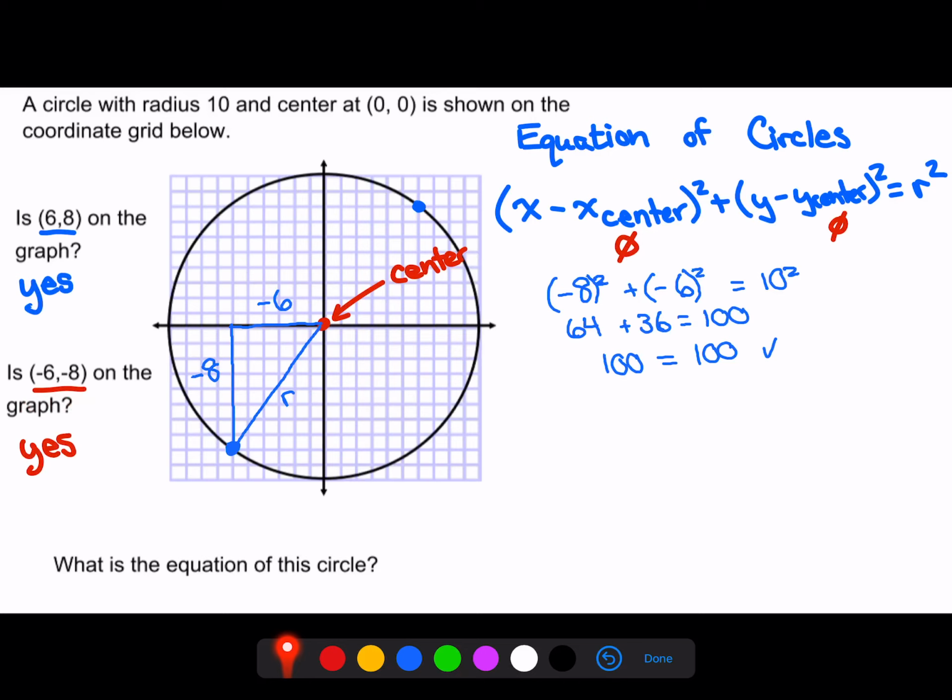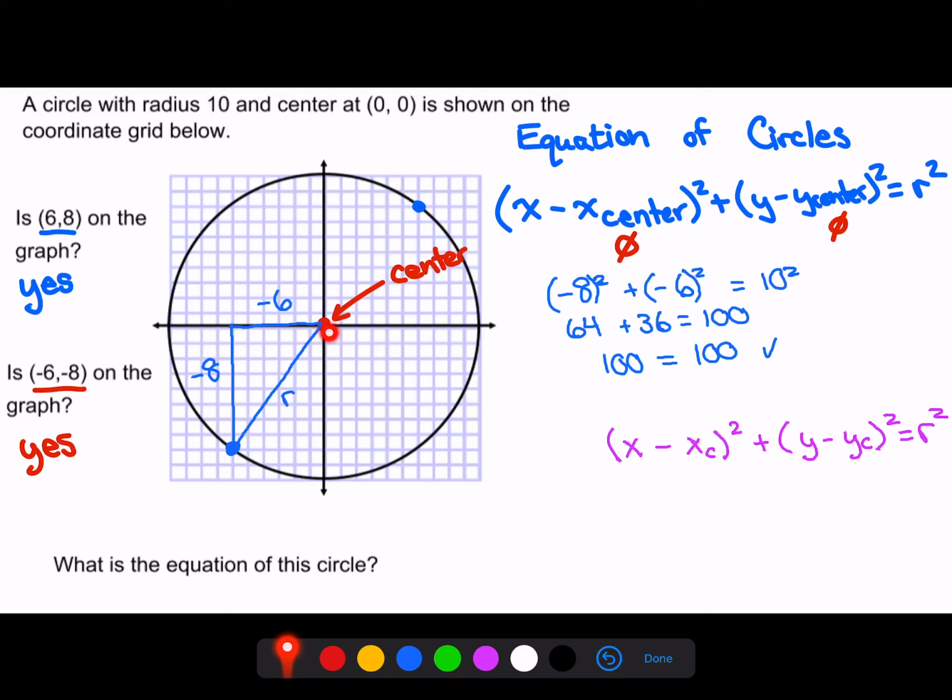Now, what's the equation of this circle? So I went ahead and wrote the equation of a circle right up here. The equation of a circle typically would be (x minus x center) squared plus (y minus y center) squared equals radius squared. And when I say center, that's where the center of the circle is located. So in this case, it's 0 and 0 because it's at the origin.